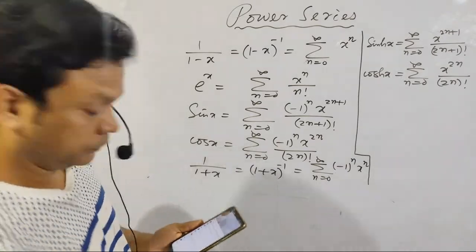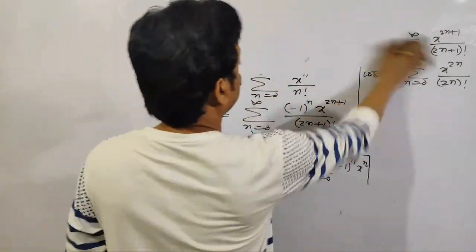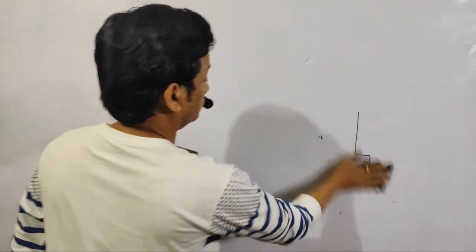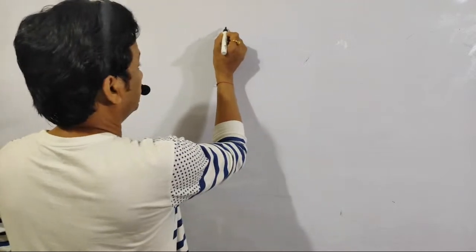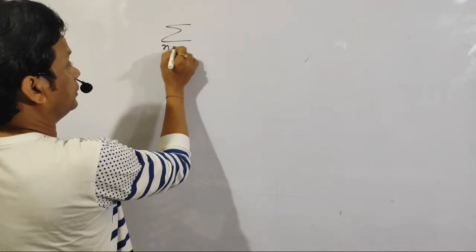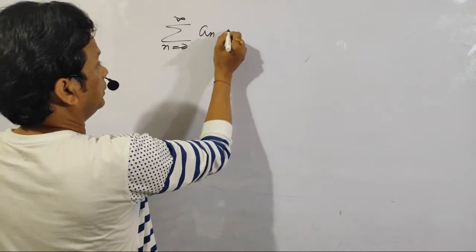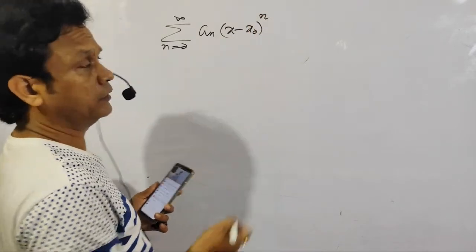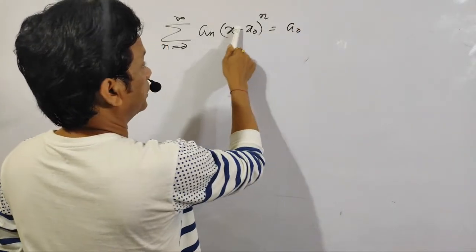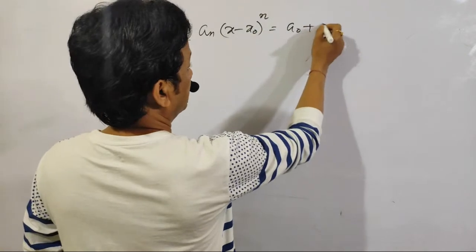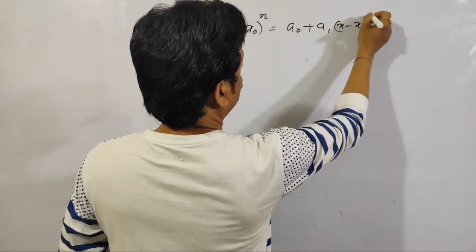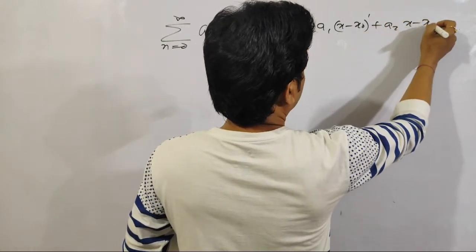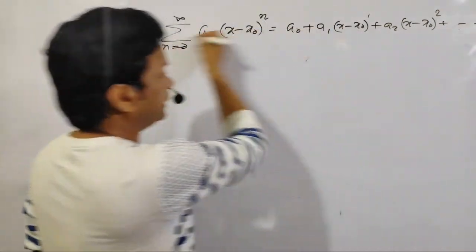Okay. So let us see here. Now, our point is what is the meaning of power series? First of all, you should know the power series. Power series is of the form summation n is equal to 0 to infinity an into x minus x0 to the power n. That means a0 into x minus x0 to the power 0, that means 1, plus a1 into x minus x0 to the power 1 plus a2 into x minus x0 to the power 2 plus so on. It is an infinite series.